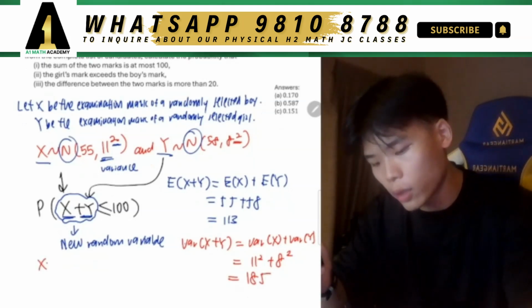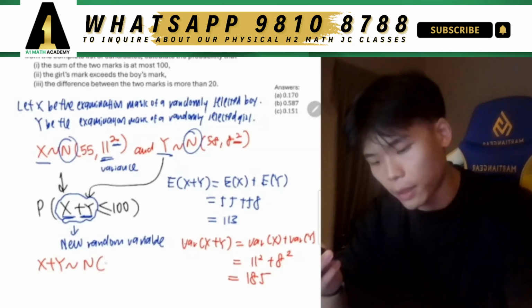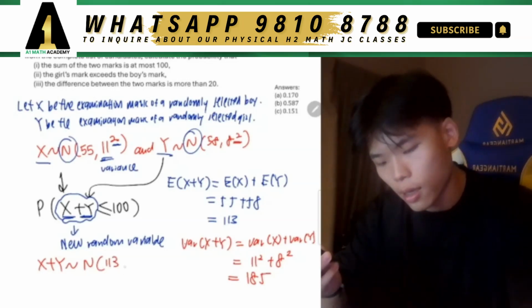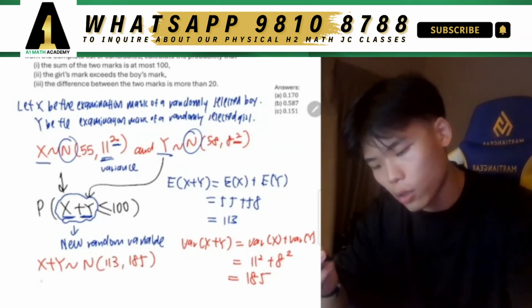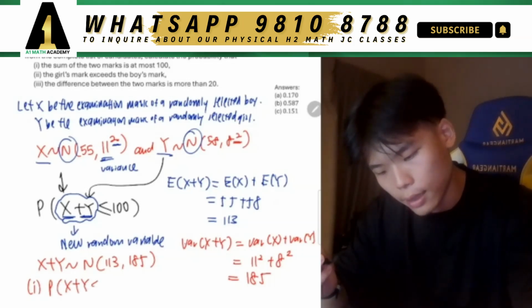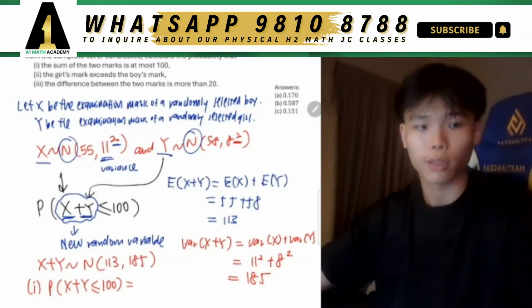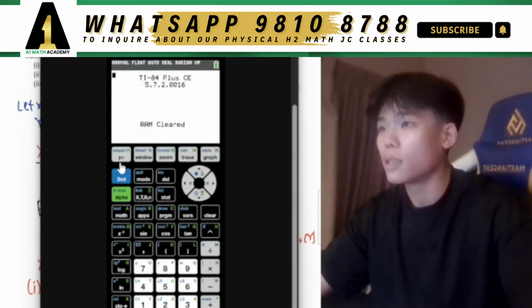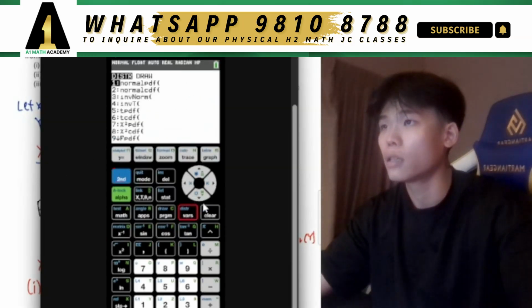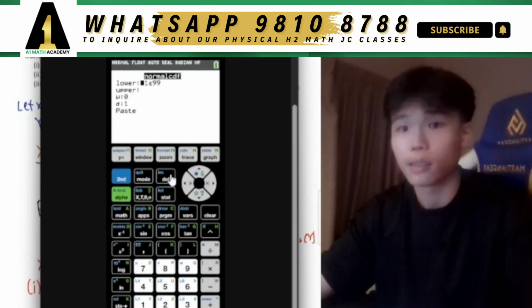So now we know that we have a new random variable, which is normally distributed as well, with an expectation, which is the mean, of 113, and a variance of 185. So now, in order to calculate part I, P(X plus Y is less than or equal to 100), we can just simply key in our GC and calculate the value. Here, second DISTR, again this is your normal CDF, because we are just trying to find the area under the curve, right?